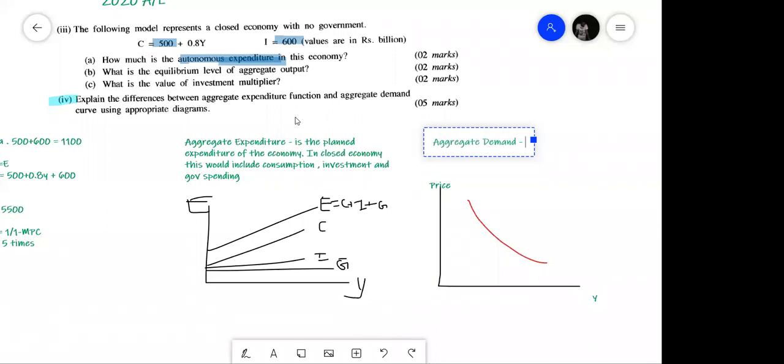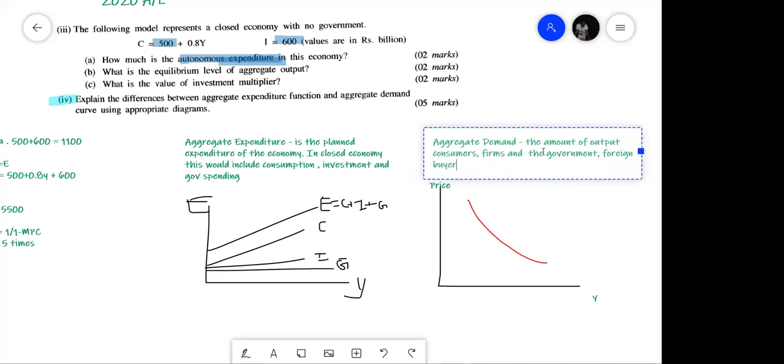So you can say the amount of goods and services, or you can say the amount of output, that consumers, firms, and the government, you can even say foreign buyers, since net exports are a part, desire to buy at each given price level. That price level part is important here.